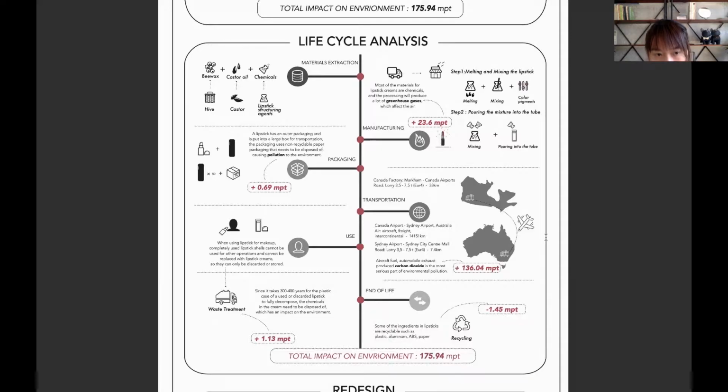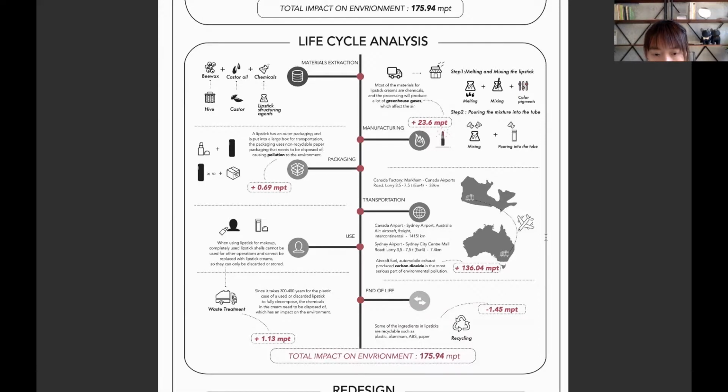When the lipstick is ready, it has to be packaged and transported from the original Canadian factory to the airport by land using a lorry, then to Australia using air freight, and finally to various shopping malls using a lorry, which produces another source of pollution from carbon emissions.